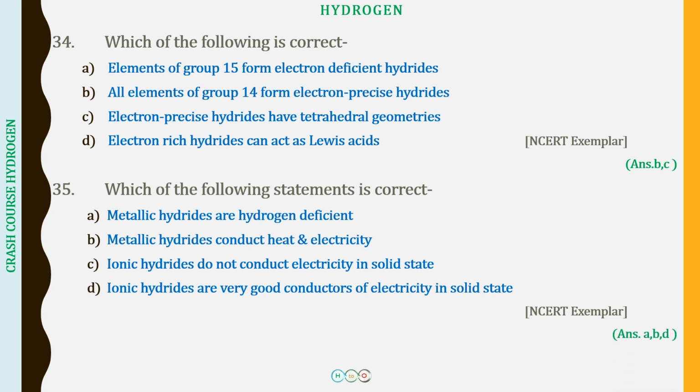So the correct option over here, they are going to be A, B and C choices, and ionic hydrides, they are going to be very good conductors of electricity only in the aqueous state or in the molten state.